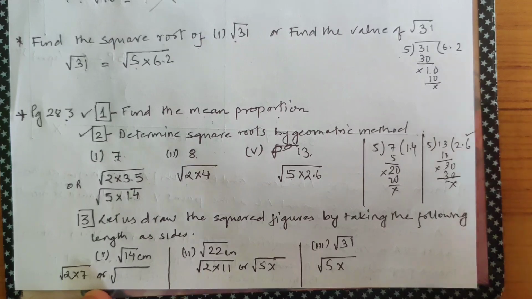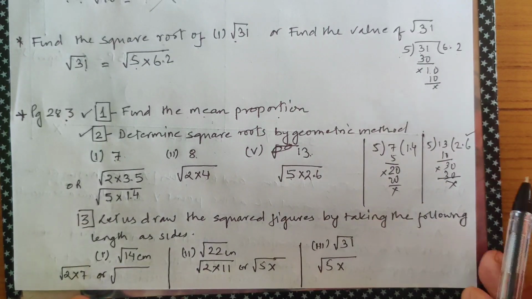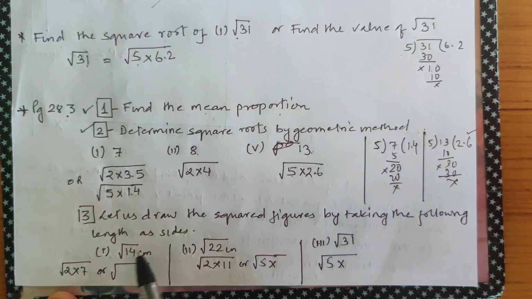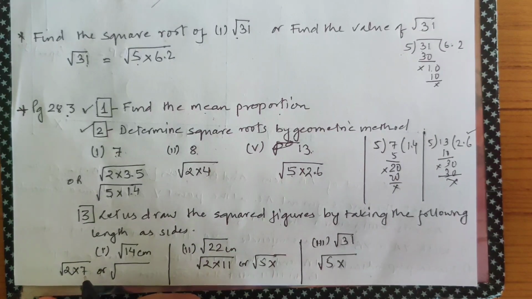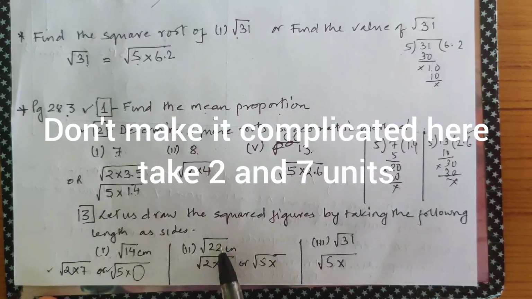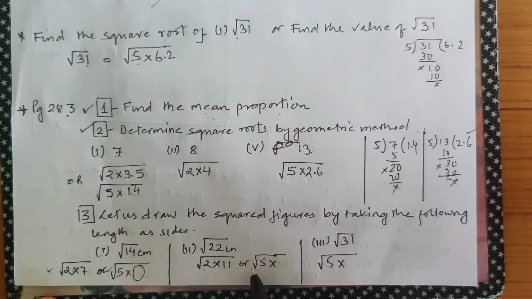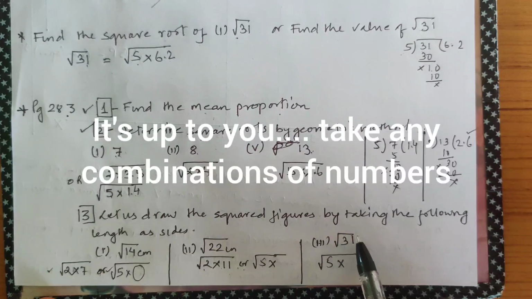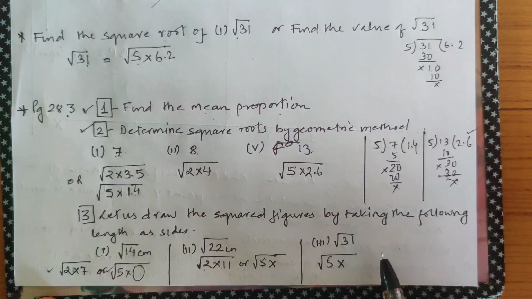Then again, you have question number 3. Let us draw the square figures. You just need to find the square root in a similar way. Root 14 means 2 into 7. Or if you don't want to write this way, it's up to you. You either write 2 into 7, or you take one number as 5, divide and write the number yourself. Either way it's correct. 22 is 2 into 11. Or if you want to take one number as 5, divide 22 by 5 and see what will come. Next number is 31. We have already done 5, and for the another number you divide 31 by 5, you will come to know.